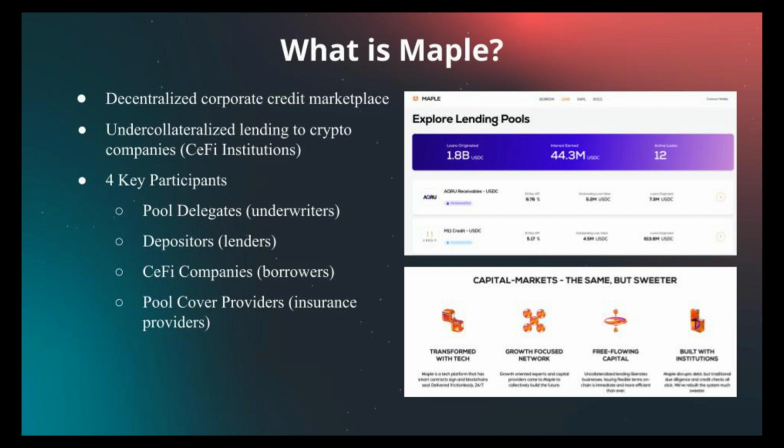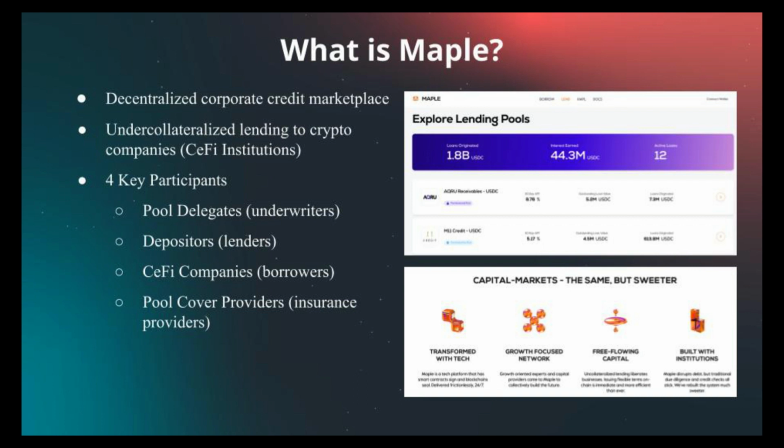And then you have the depositors, mainly retail, that are looking to get some higher yield versus your 2 to 3% on, like, Compound, or they can't access it. They have most of their money and capital stored within the crypto ecosystem. They can't access the yields, the bank yields, outside of the crypto ecosystem.